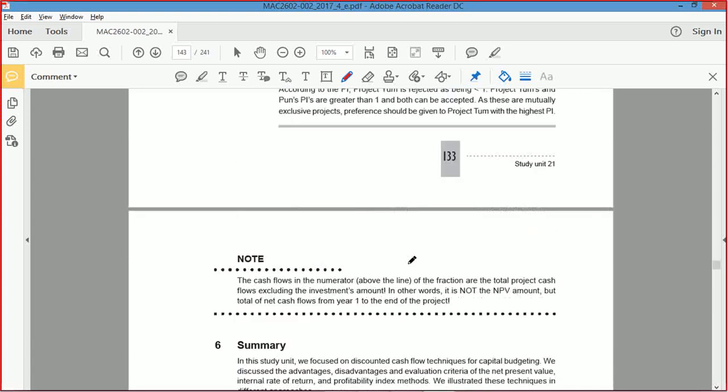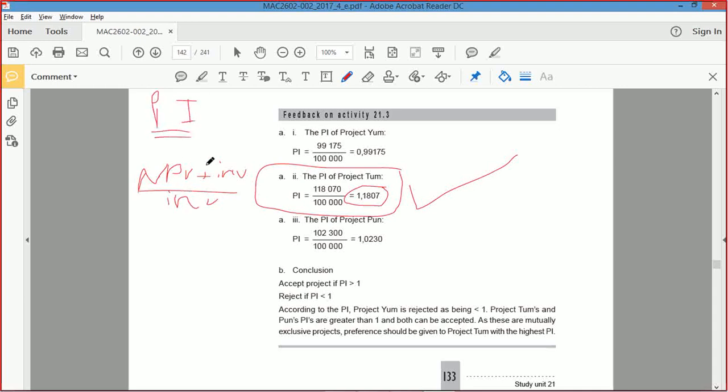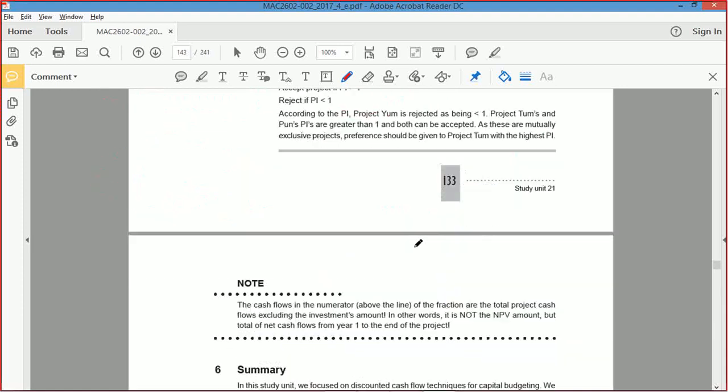143. I am on the right page, am I? Oh, here it is. What did you get for T? For T, I got 1.18. Yeah, 1.18 is correct. 1.103816. Yeah. See, that's right. Okay, so you can use net present value plus initial investment over initial investment for profitability index. Makes sense? Yes, sir. Great.